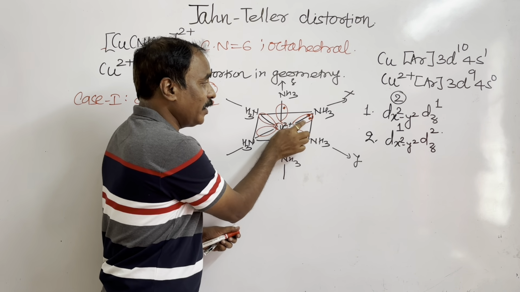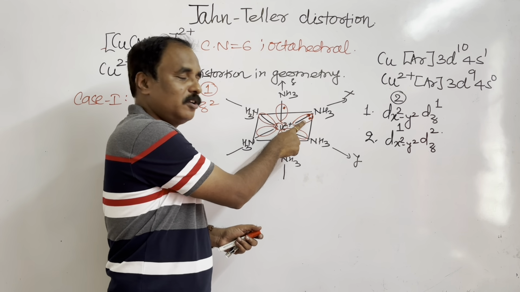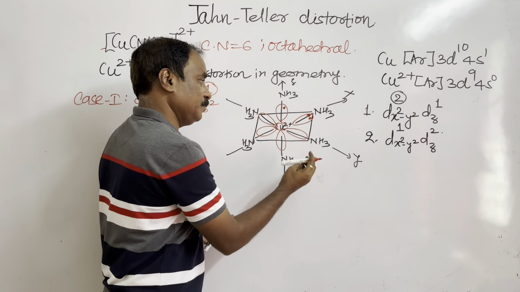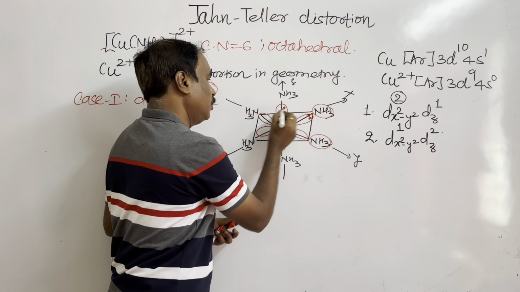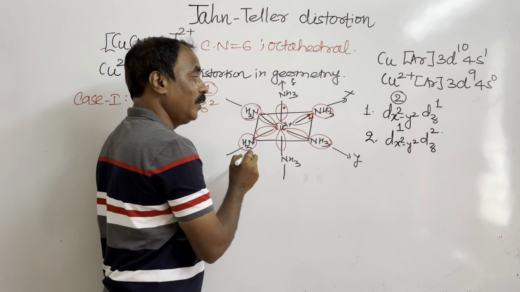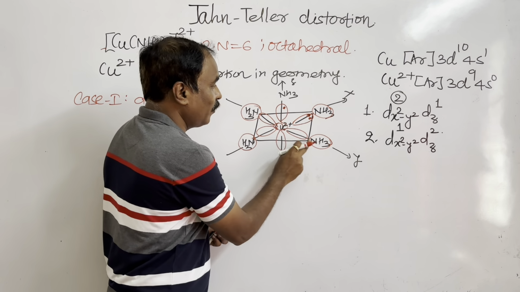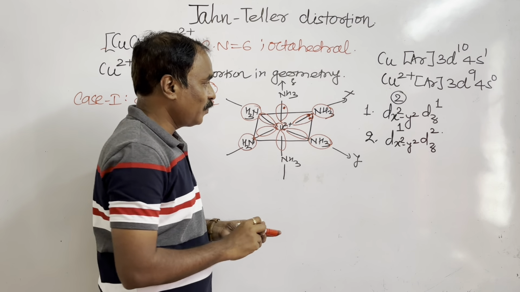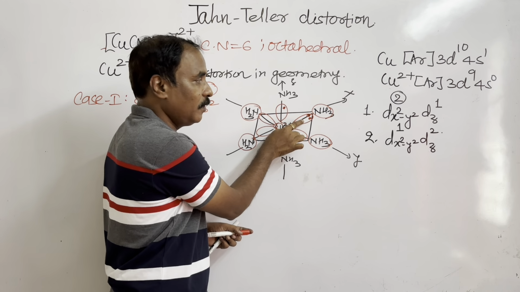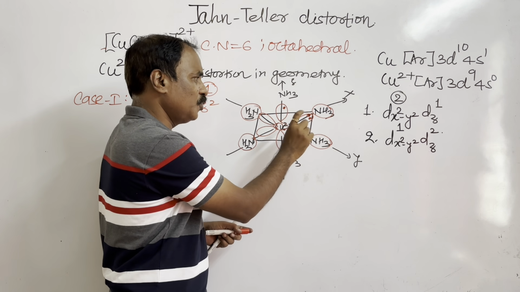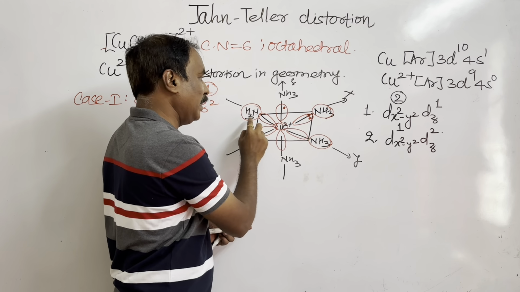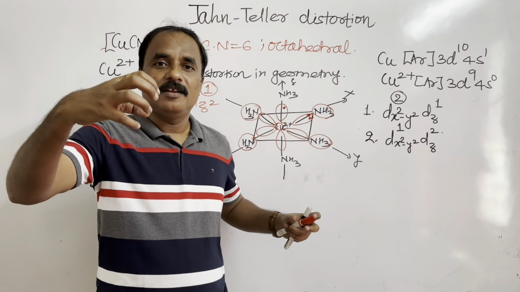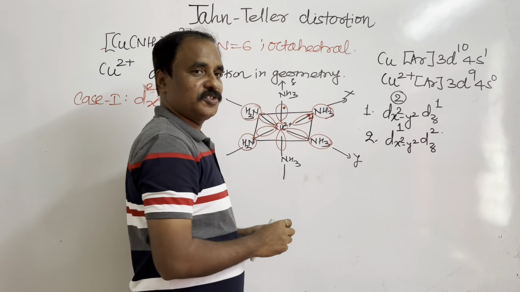Since electrons are paired in dx square minus y square, dx square minus y square repels all 4 ammonia ligands away from it. These are equatorial bonds and these two are axial bonds. So there is a force of repulsion between the 4 ammonia ligands and this pair of electrons in dx square minus y square, that is, elongation of equatorial bonds.